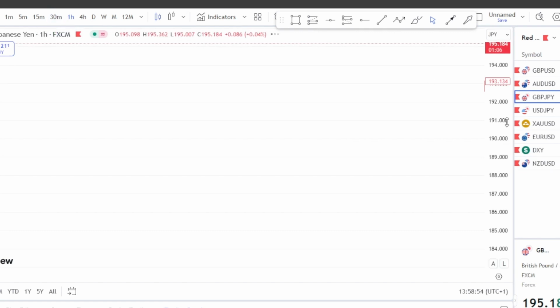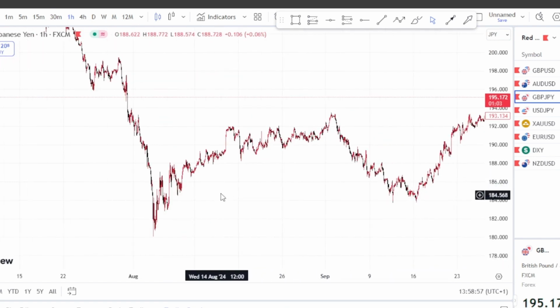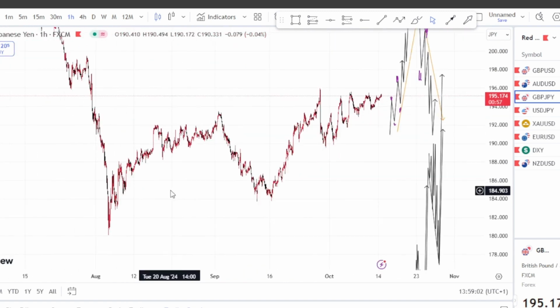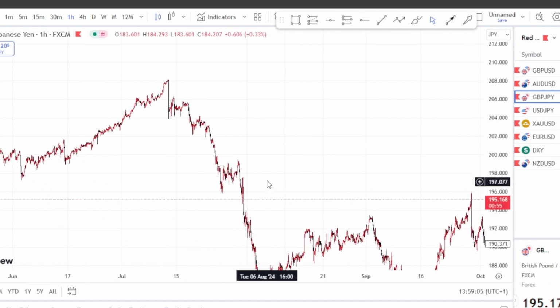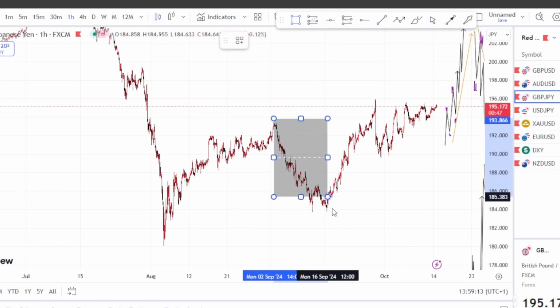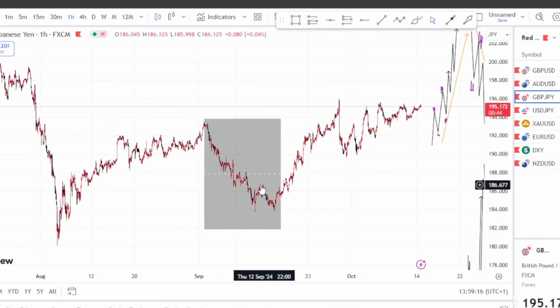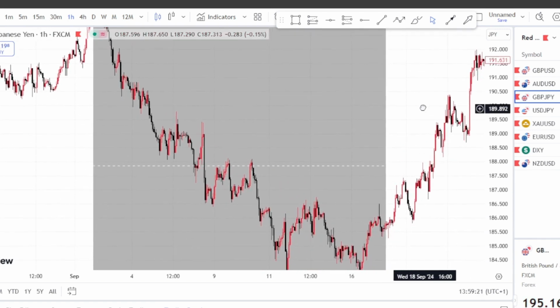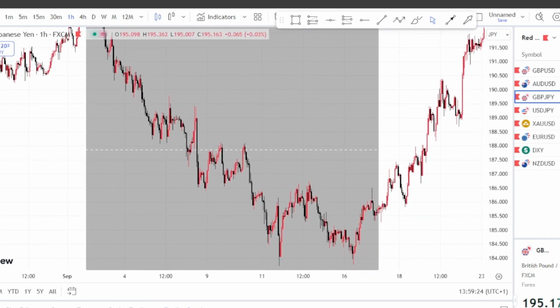The more you practice, the more you get to know how these things really work. So let's take this particular zone, for example. All right, let me zoom in. So we were saying that if market is bearish, we will be having a lower high and a lower low.